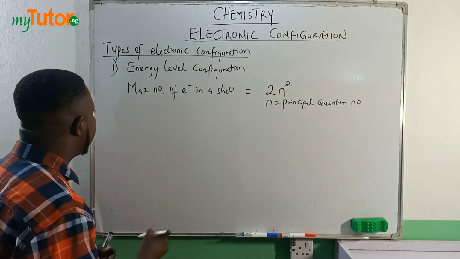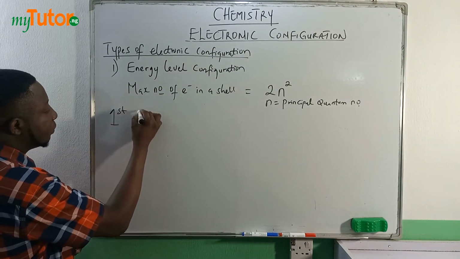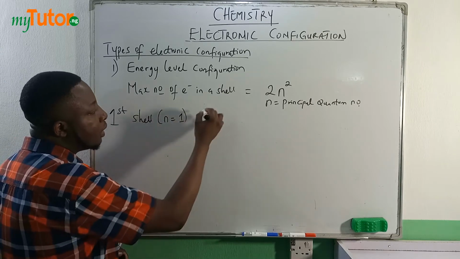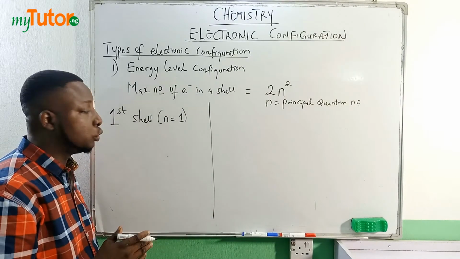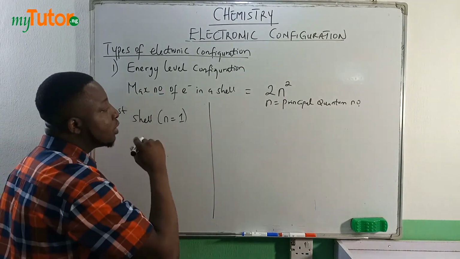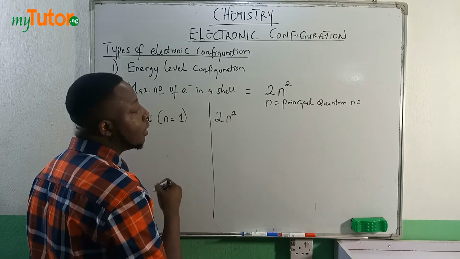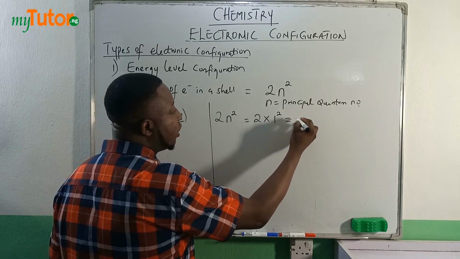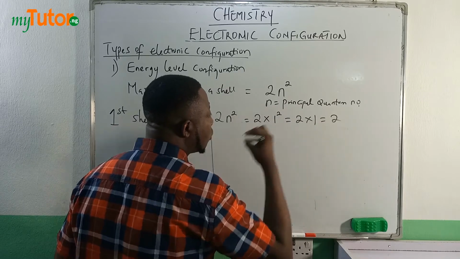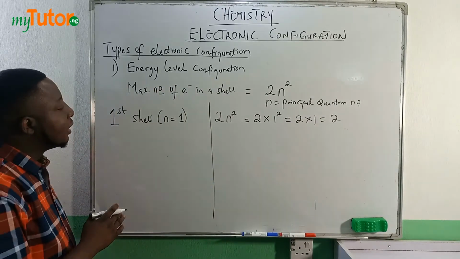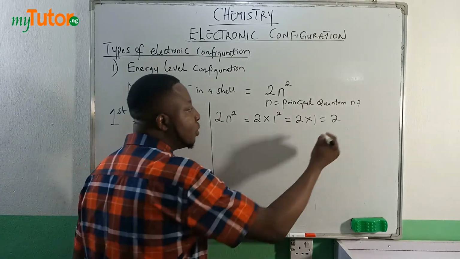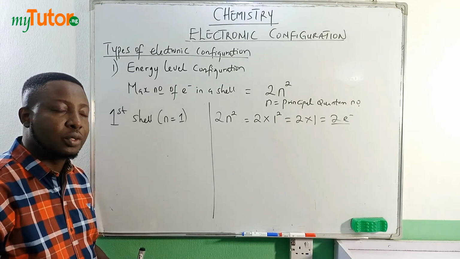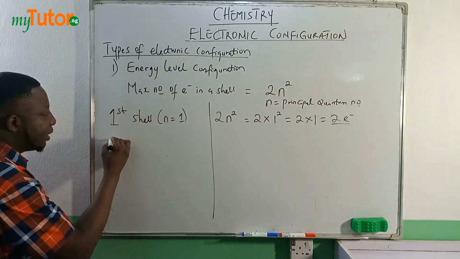So the first shell has the principal quantum number equal to 1. Therefore, to get the maximum number of electrons in the first shell, we use our formula 2n squared and put the value of n into it. That gives us 2 times 1 squared, which is 2 times 1, equal to 2. So the maximum number of electrons in the first shell is 2 electrons. Let's consider the second shell.